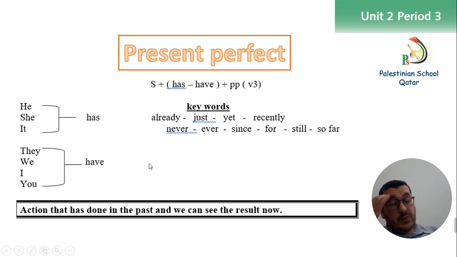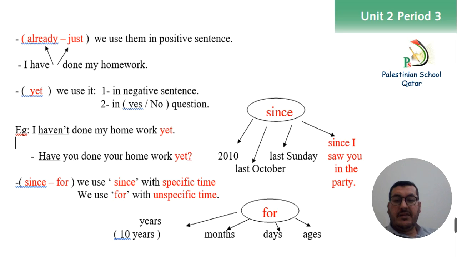And why do we use the present perfect? To talk about an action that has been done in the past, and we can see the result now. The action started in the past and finished, and we find a result in the present, but the action is already finished. With the keywords, we can use all the keywords in suitable places.